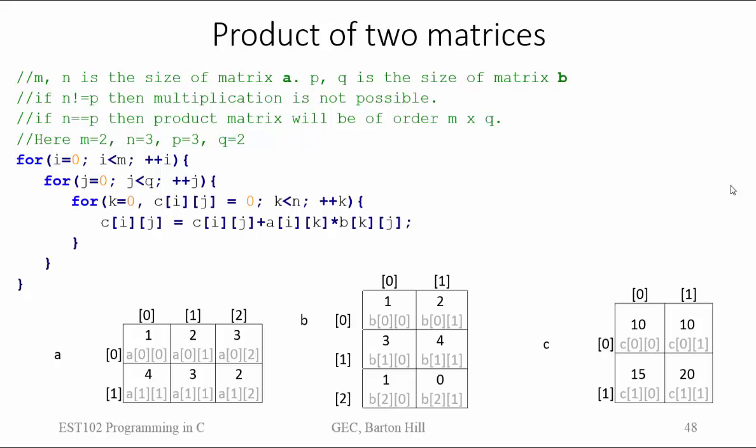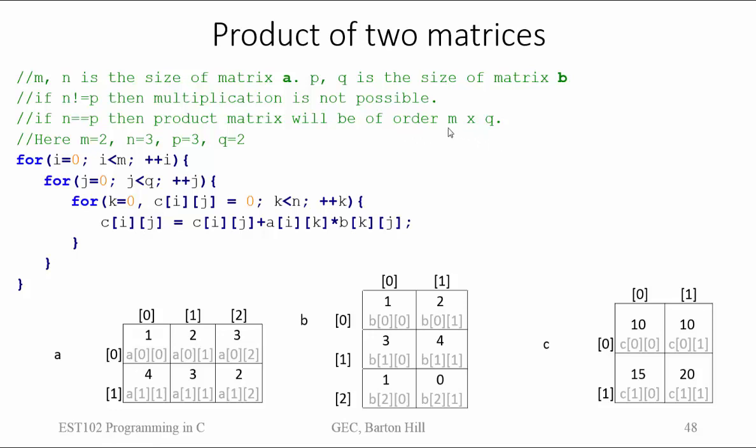The next program is to find the product of two matrices, and here we are considering matrix A, which is of order m by n, and matrix B, which is of order p by q. If n is not equal to p, then multiplication is not possible. If n equals p, then multiplication is possible, and the product matrix will be of the order m by q.